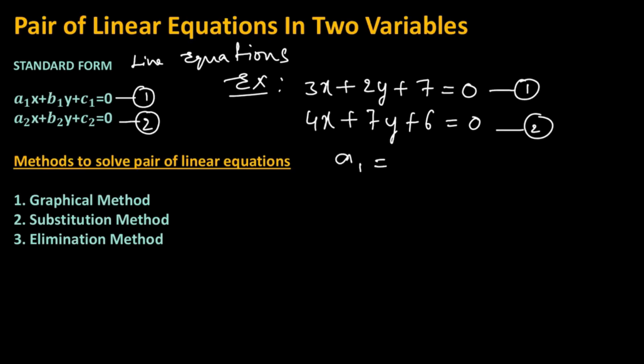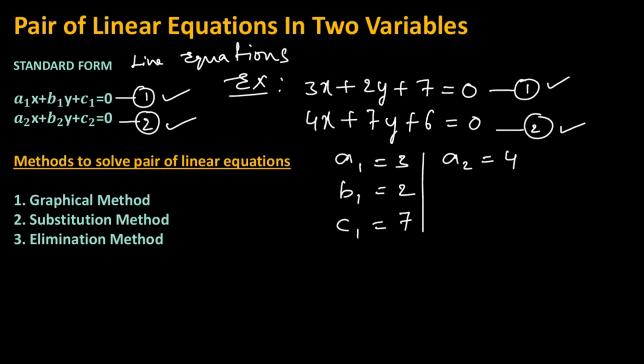Now a1 will be 3, b1 will be 2 and c1 is equal to 7. If you look at the second equation, compare it with the first equation. We already compared a1, b1 and c1 for the first equation. Now second equation, a2 is equal to 4, coefficient of x. b2 is equal to 7, coefficient of y. And constant c2 of the second equation is equal to 6.